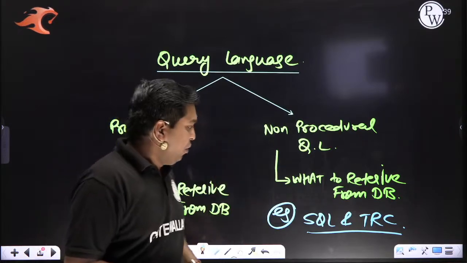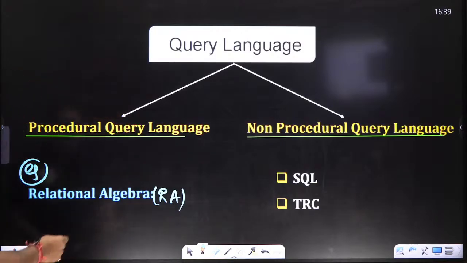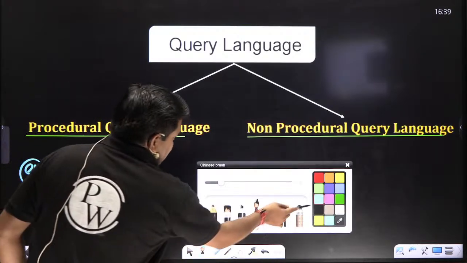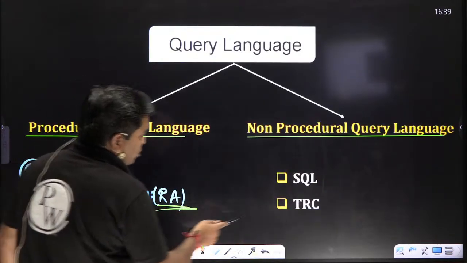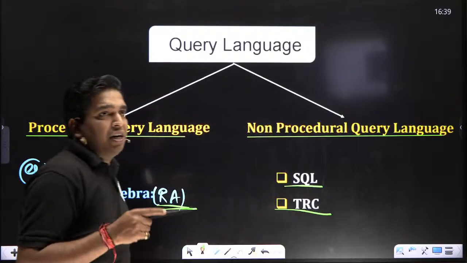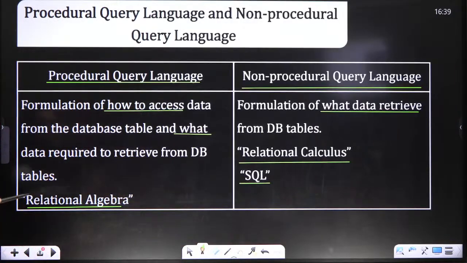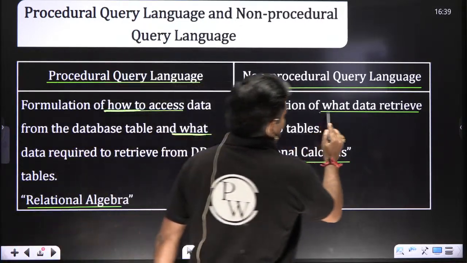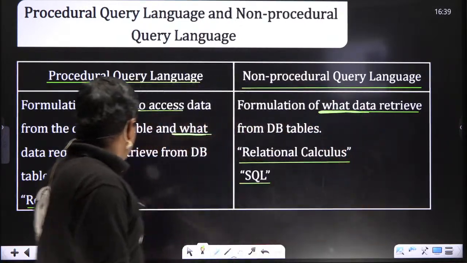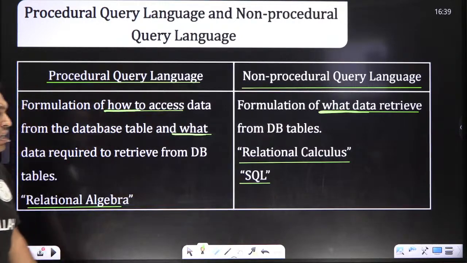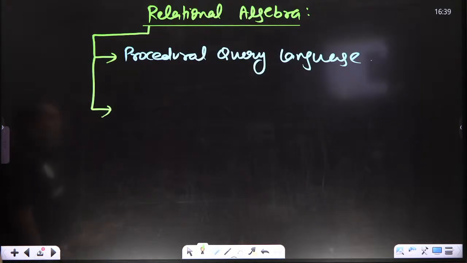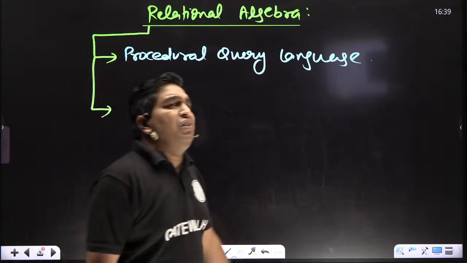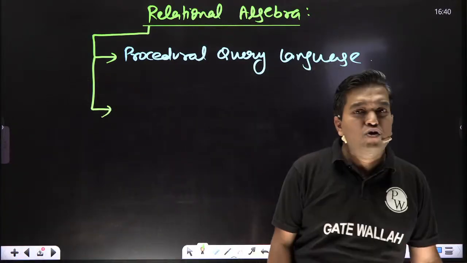Now listen carefully. In the procedural query language, the example is relational algebra, and non-procedural are SQL and TRC. Here I show how to access and what to access, and here only what data is required. Here relational algebra, here SQL and TRC. Now we are talking about relational algebra. So what is the difference between relational algebra and SQL?